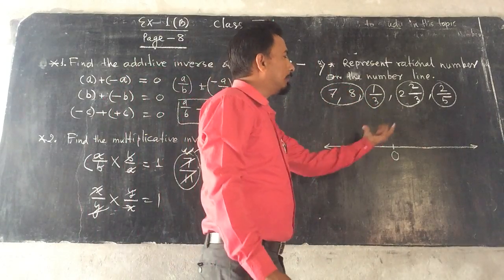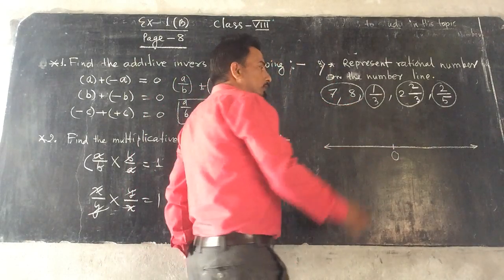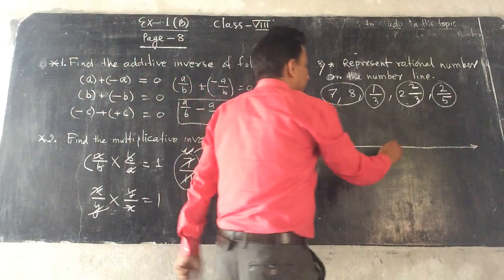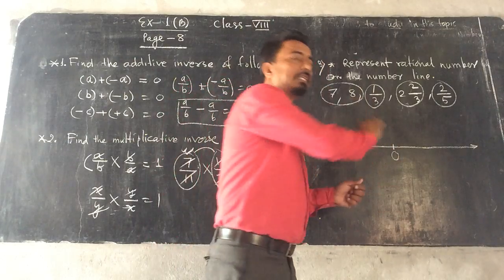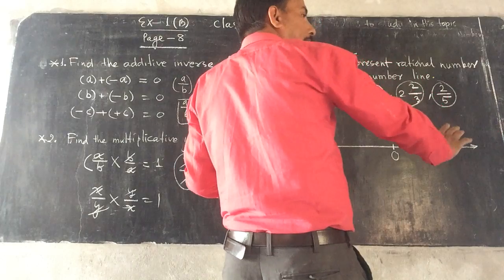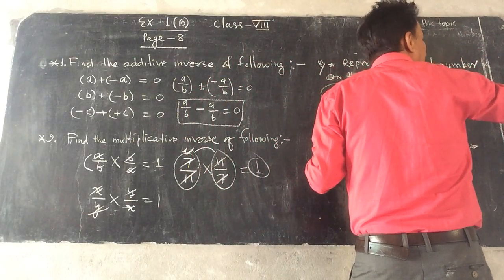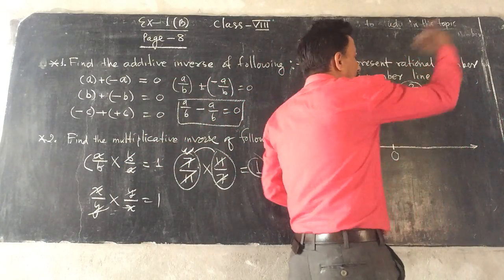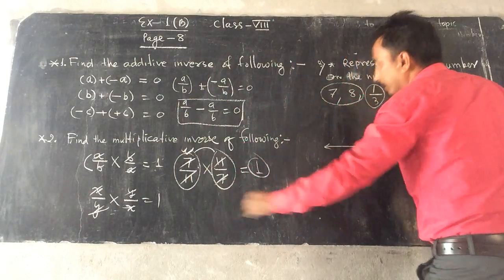So how to represent whole numbers on a number line? Very simple. First you draw one line. This line will represent the whole set of integers. Now you mark one dot, and that dot will represent 0. Always remember that on a number line, positive numbers are written on the right side and negative numbers on the left side. Right side represents all positive numbers, left side represents all negative numbers.